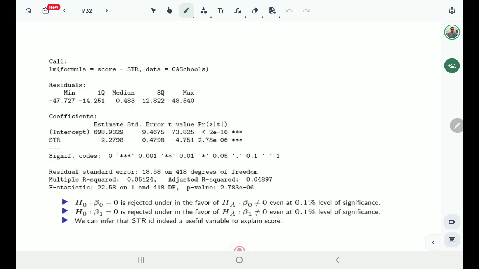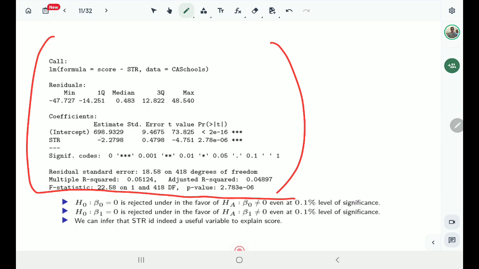Now let's see what we get as a result. This is the output of the summary function in R. So we got coefficient estimates: for the intercept 698, and for SDR, the coefficient estimate for beta 1 is equal to minus 2.27. So the value of beta 0 hat is equal to 698, that is the intercept, and beta 1 hat is equal to minus 2.28. These are estimates, sample values. But it may happen that the population value is equal to 0. That is what we want to test.